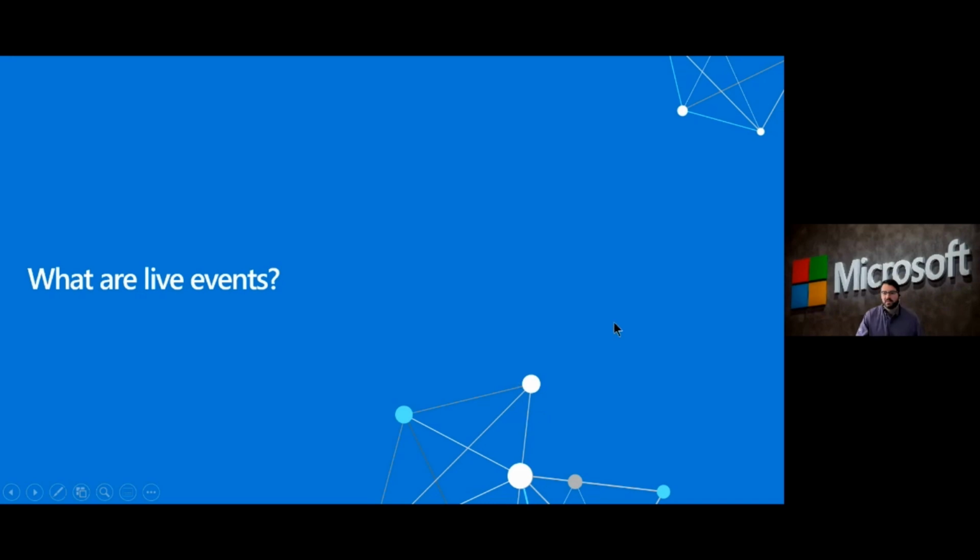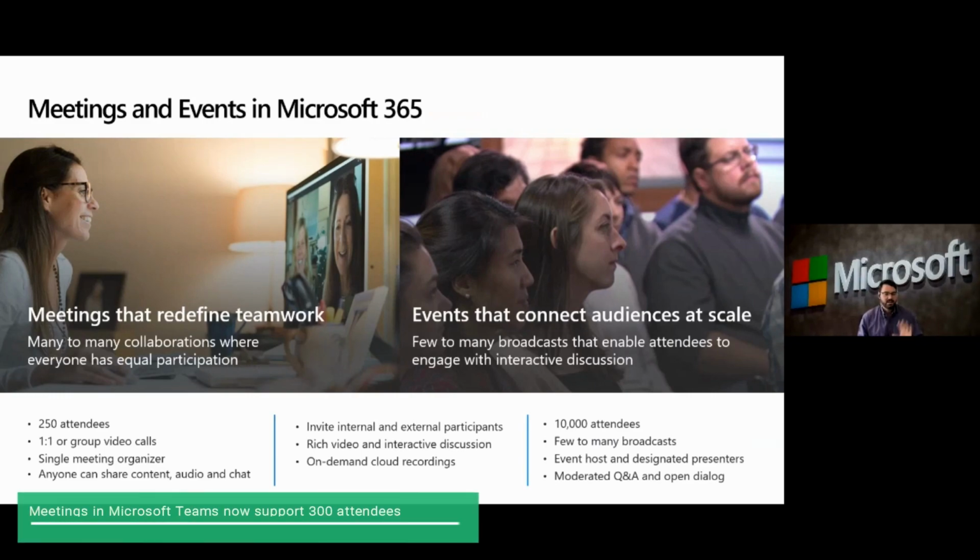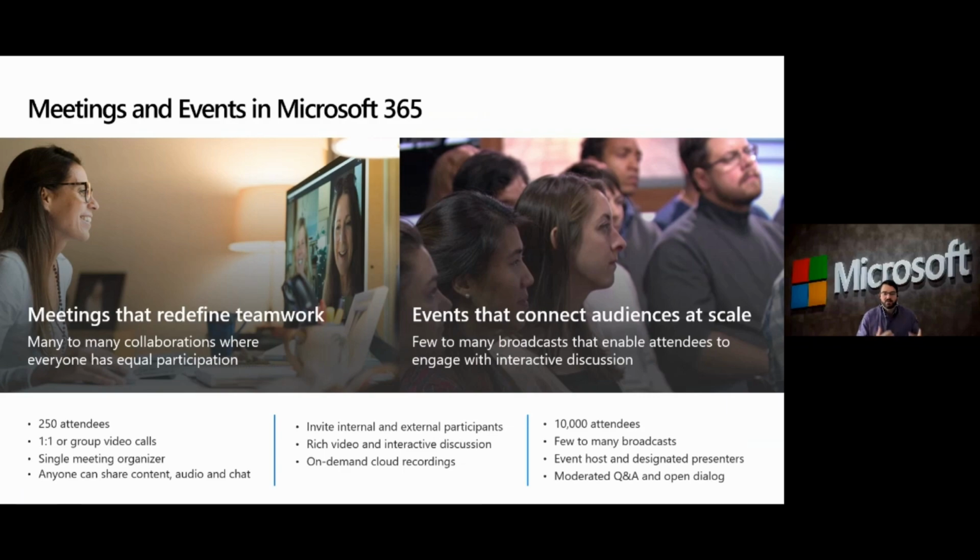So what are live events? Fundamentally, we need to talk a little bit about meetings. There are two types. We had the ones we just talked about, which are online meetings. That's this left-hand side. It's fundamentally around teamwork. It is around up to 250 attendees, one-to-one group video, and it's typically an interactive experience. We do on-demand.